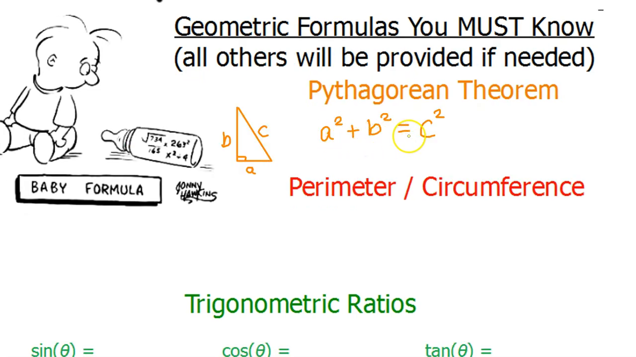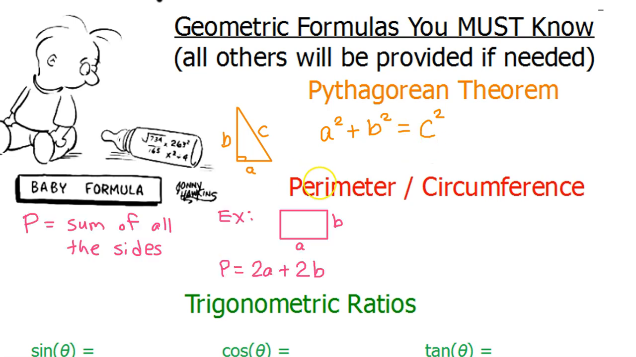You better know the Pythagorean theorem. Given a right triangle with legs a and b and hypotenuse c, a squared plus b squared equals c squared. You must know that for any shape, the perimeter means the sum of all the sides. For example, if you had a rectangle with sides a and b, the perimeter would be 2a plus 2b.